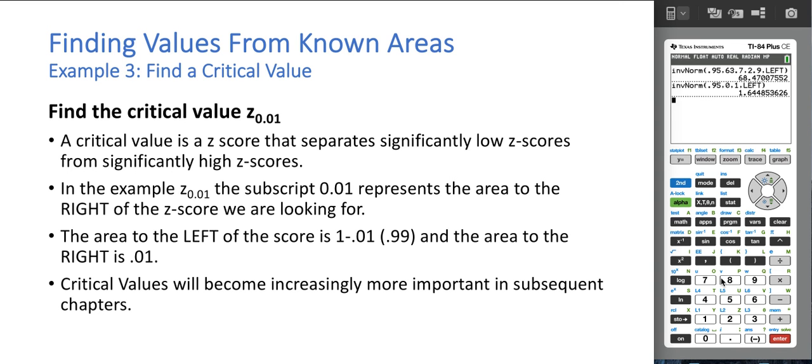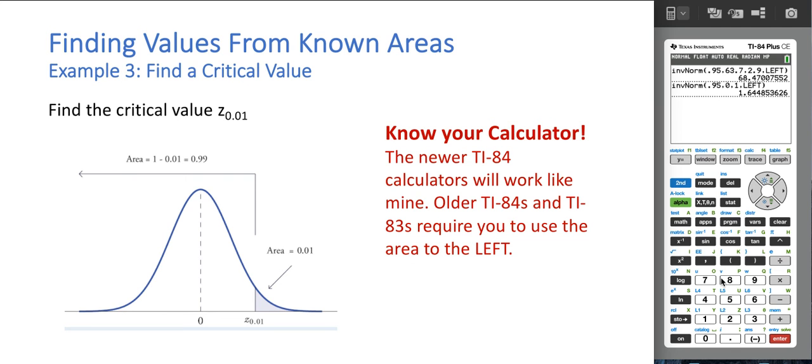These critical z values are going to become increasingly more important once we do chapters 7 and 8. All right, once again, a picture helps. The area to the left is 0.99. The area to the right is 0.01. Remember, know your calculator. The newer TI-84s are going to work and look the way mine do. The older ones require you to put the area to the left, so please make sure you're paying attention to that.